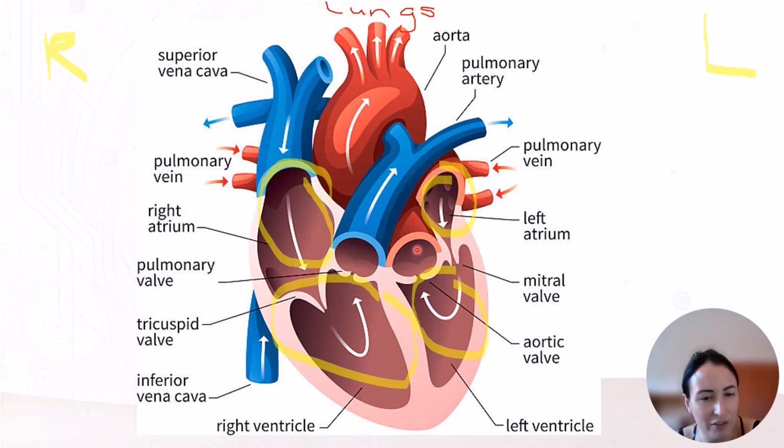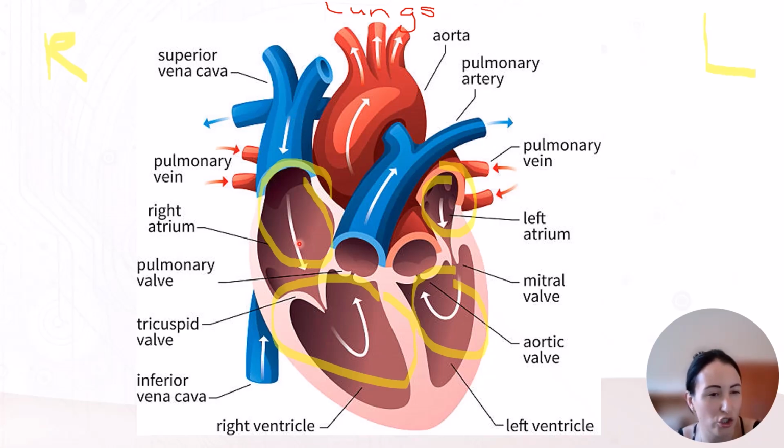There is another valve here which is called the aortic valve. That is just the valve at the start of the aorta. And the blood will then move in the aorta to the rest of the body where it will drop off the oxygen. It will then return to the heart via the vena cava as deoxygenated blood and once again enter the heart at the right atrium.